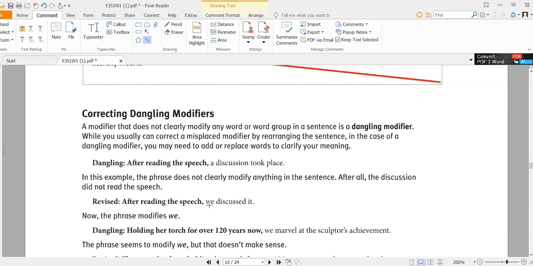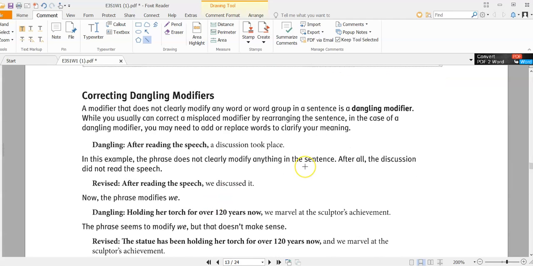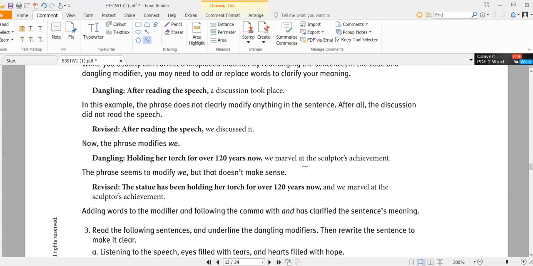Discussions can't read speeches. So when it's revised, you could say, after reading the speech, we discussed it, meaning we were the ones that were reading the speech, and then we were also the ones that discussed the speech. So now the sentence is correct. That should make sense, but if it doesn't, reach out to me and ask me about it.